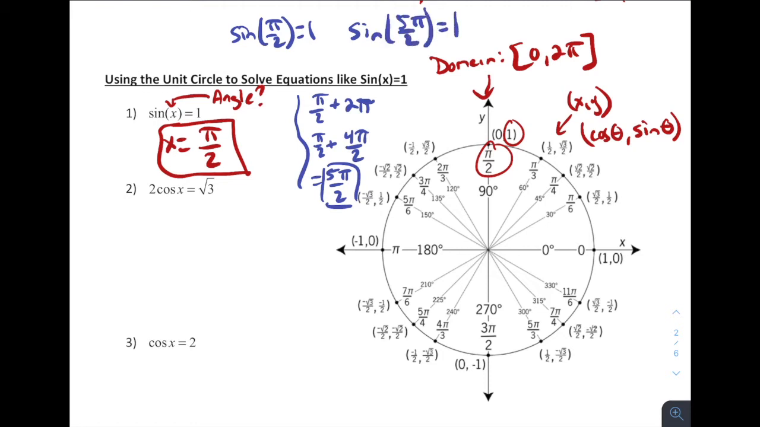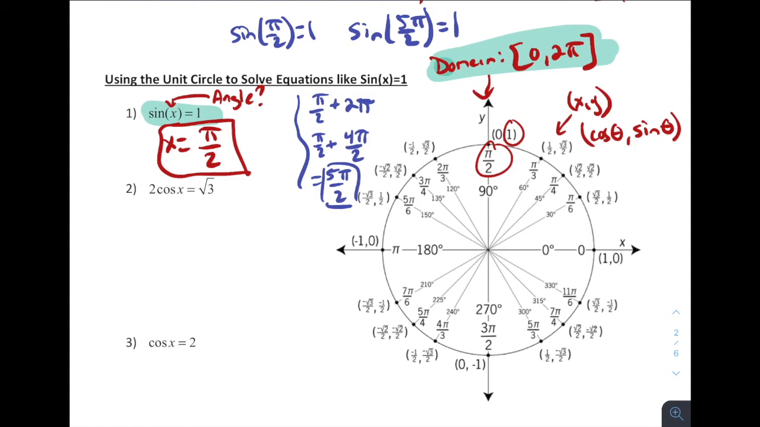So this is actually an interesting question, because if they don't tell us the domain, if they don't tell us that we want just the answers on the unit circle, we could actually have an infinite amount of answers. These are just two answers, but I could keep adding 2 pi over and over again. I could go in the negative direction and subtract 2 pi to get different values. All I would need to do is keep going around the circle a certain number of times, and I would generate more answers to this.